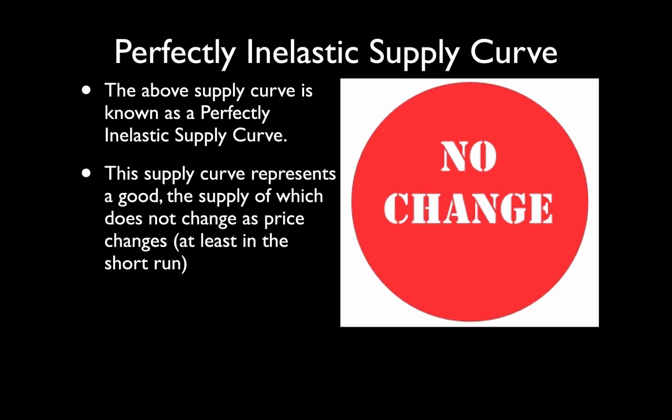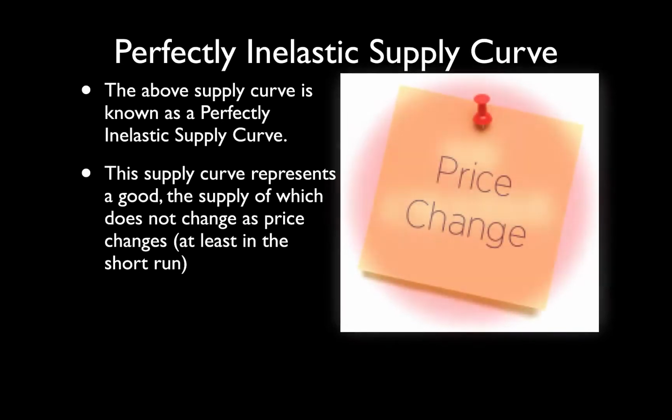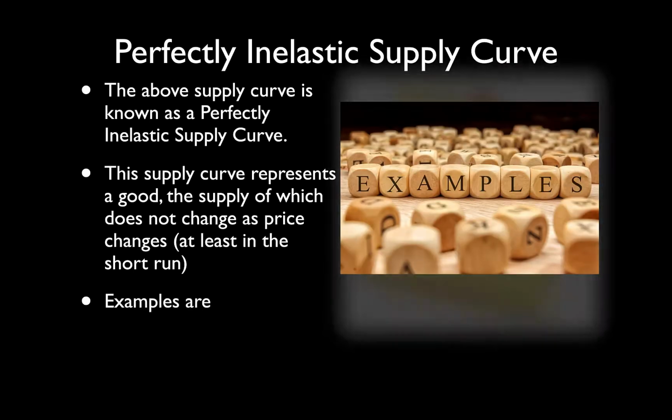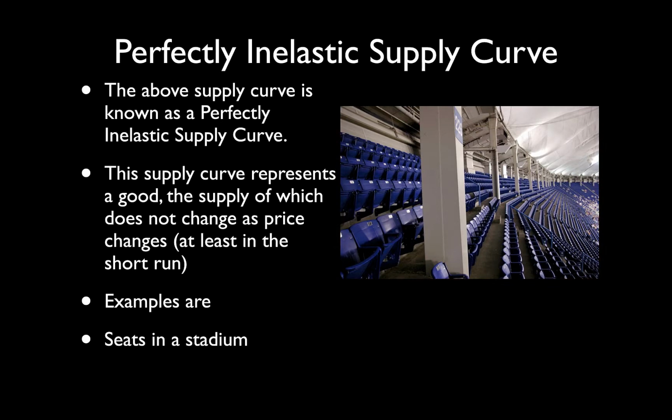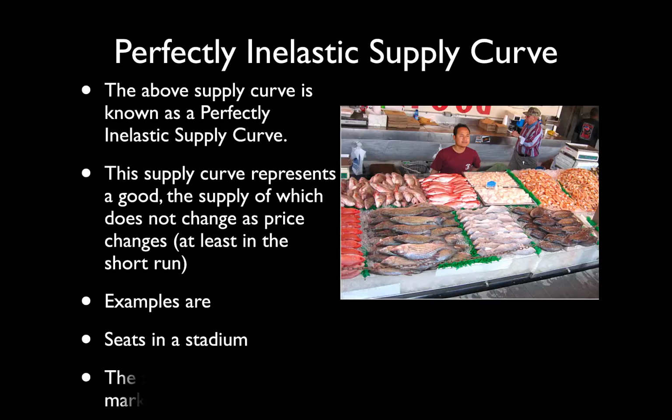Okay, the supply curve represents a good, the supply of which does not change, or if you want, the quantity supplied of which does not change as the price changes, at least in the short run. So what we've got now is when price changes, the quantity supplied doesn't change. Now, there are two examples. One of them is seats in a stadium, which I've already said. And another one now, and this is a little bit more, I don't want to say technical, but you have to be rather more specific.